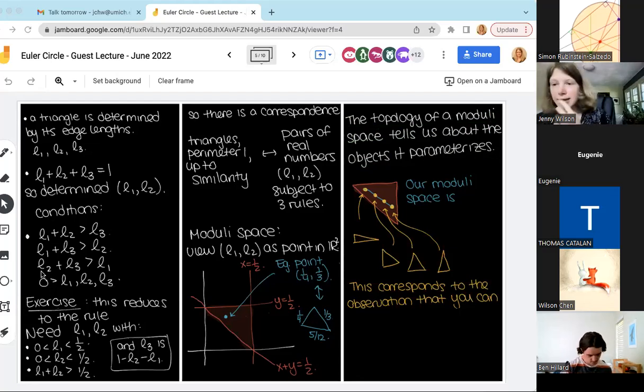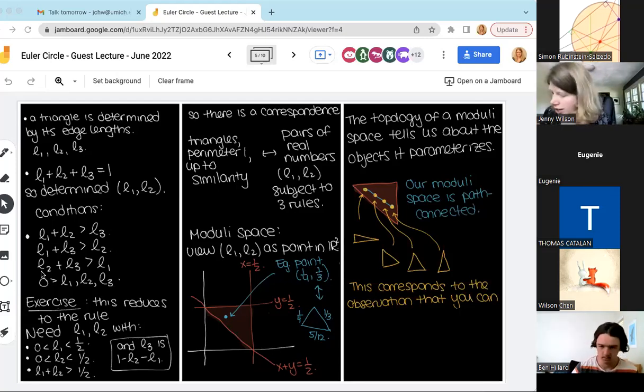And here I'll make an example of an observation. This region in the plane, this is path connected. In fact, topologically, it's just a disk. The moduli space is path connected. And that already is capturing a fact about these triangles of perimeter 1.